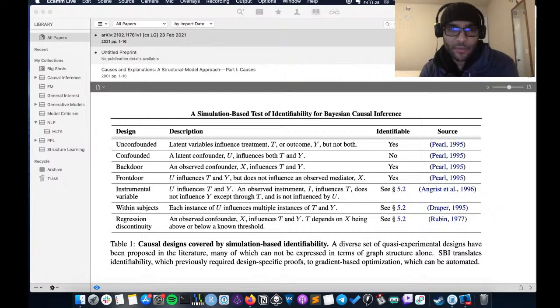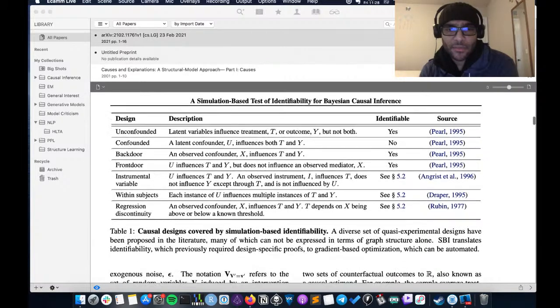Right. Okay. And then regression discontinuity. An observed confounder X influences T and Y. T depends on X being above or below a known threshold. Okay. That's popular in economics, isn't it?